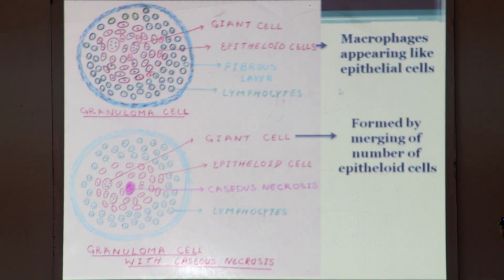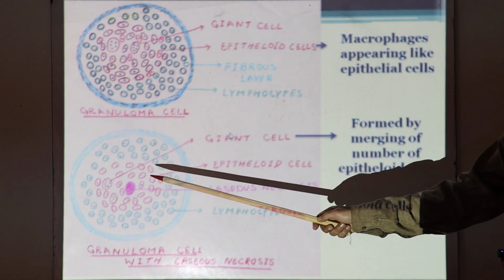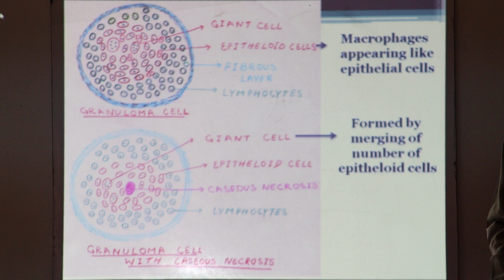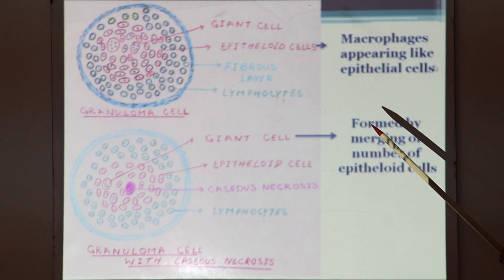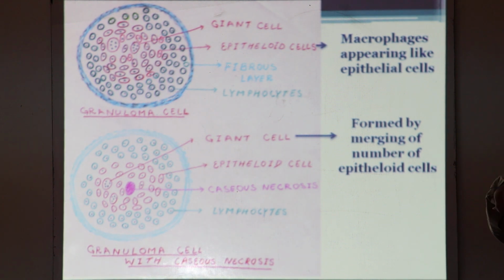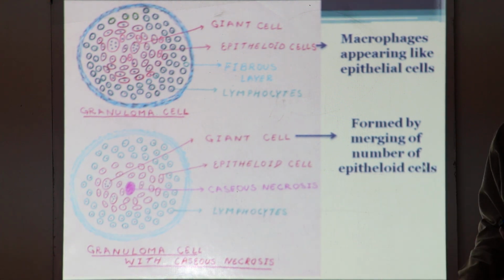Another feature is the presence of a giant cell. This is a giant cell. What is a giant cell? A giant cell is formed by the merging of a number of epithelioid cells. 5, 10, 15 epithelioid cells merge and form a giant cell. So there you can see a number of nuclei in this giant cell.